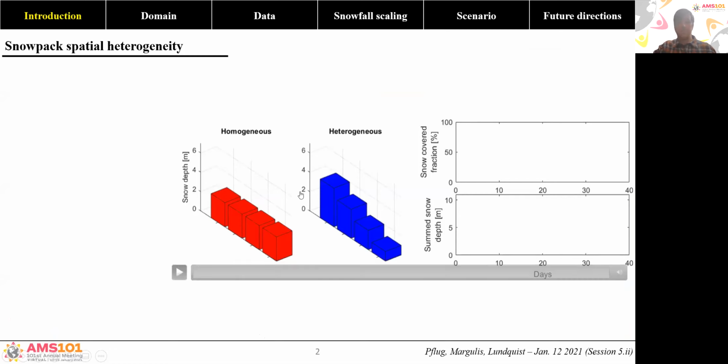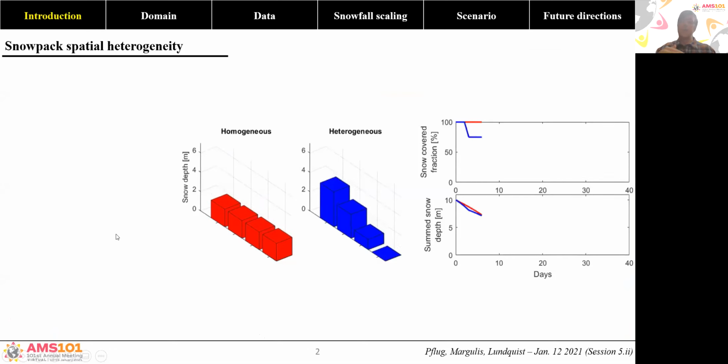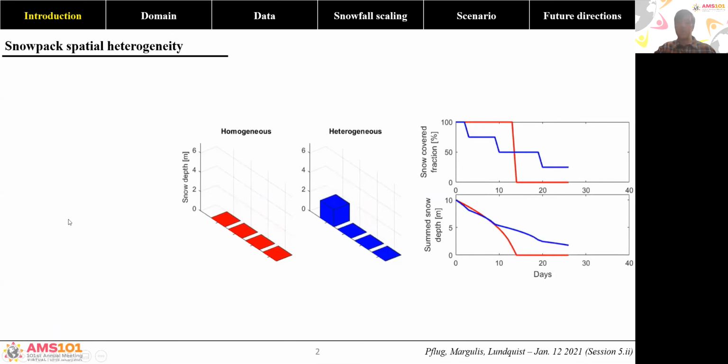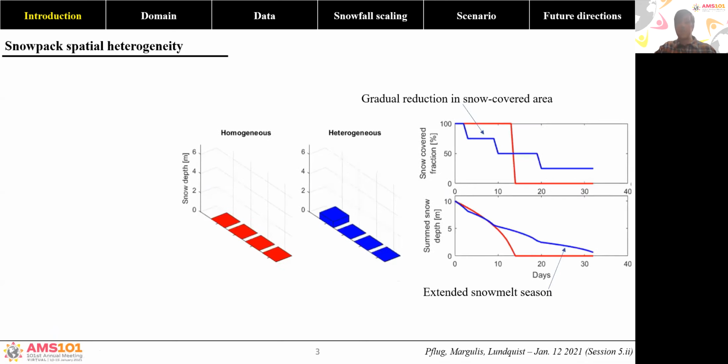So to provide an example, we have two cases with identical snow volume, one homogeneously distributed and one more heterogeneous. And if we provide these two cases equal amounts of melt energy, we see there's a pretty dramatic difference in how snow evolves throughout the snow melt season for these two cases. Specifically, we see the heterogeneous case has a more gradual reduction in snow covered area as these shallower snow grid cells disappear at an earlier date. Yet these deeper snow grid cells persist much later into the snow melt season and therefore extend the snow melt season and provide water to things like stream flow much later than the homogeneous case.